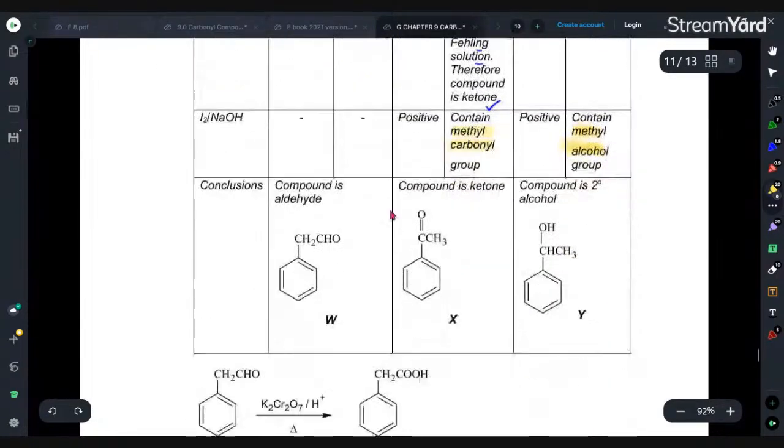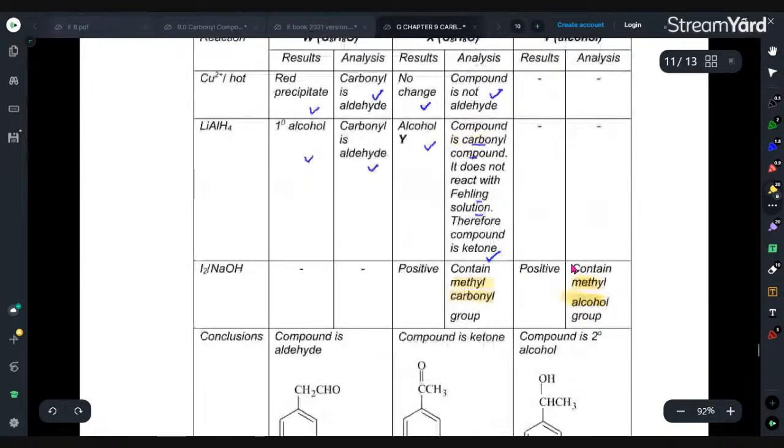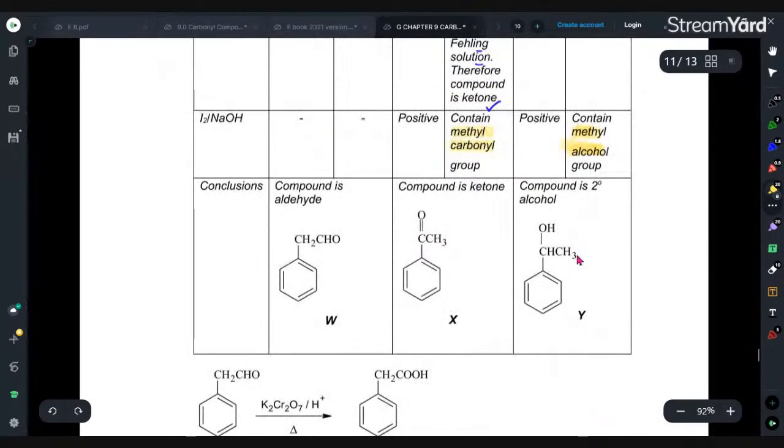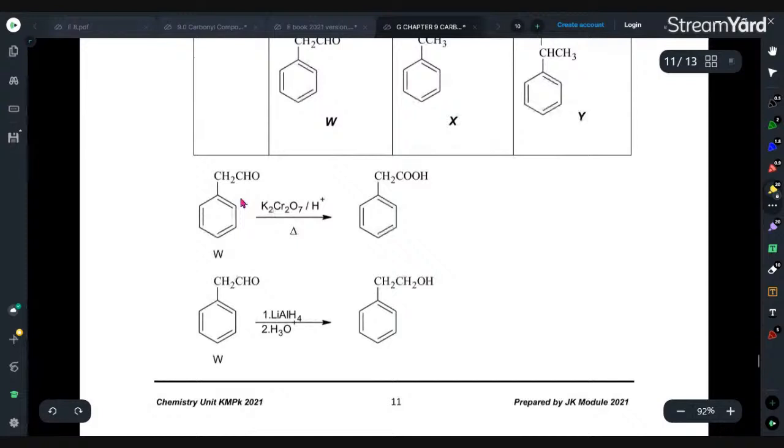Next. So this is an aldehyde, and this one is a ketone. This one is a secondary alcohol because it is formed from a ketone. A ketone reduced will become a secondary alcohol. An aldehyde oxidized becomes a carboxylic acid, because a strong oxidizing agent is used. And an aldehyde reduced will become an alcohol.